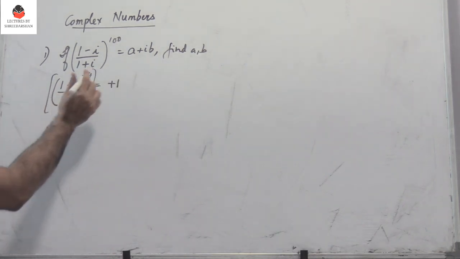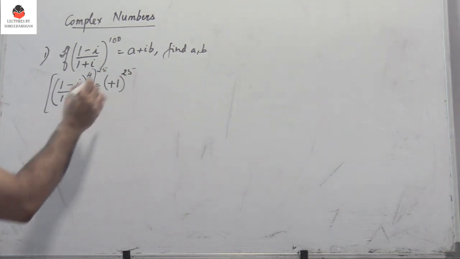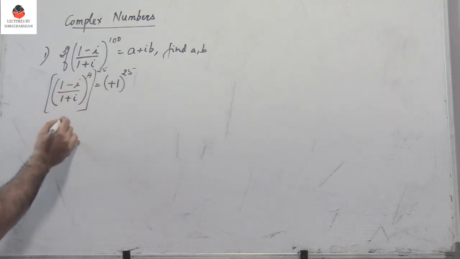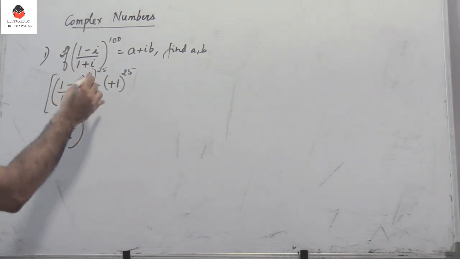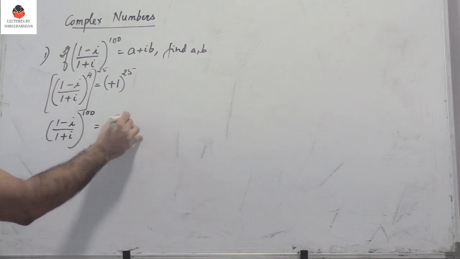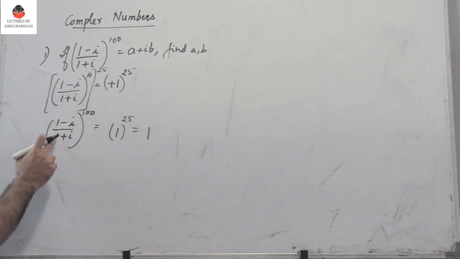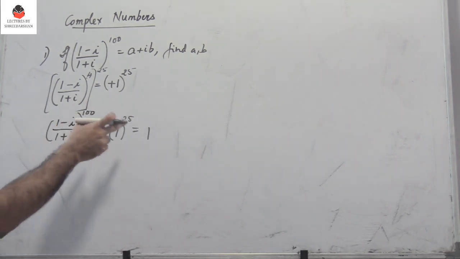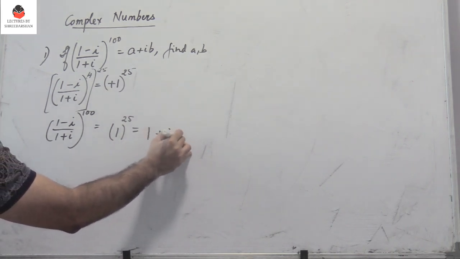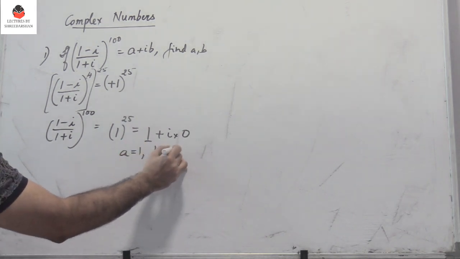So if I raise this expression to power 25, I also need to raise 1 to power 25. This is of the form (a power m) whole power n is a power m into n. So we know that 4 into 25 is 100, and 1 power 25 is also 1 itself. So ((1 minus i) divided by (1 plus i)) whole power 100 is 1. So this can be written as 1 plus i into 0. So what is a? a is 1. And what is b? b is 0.